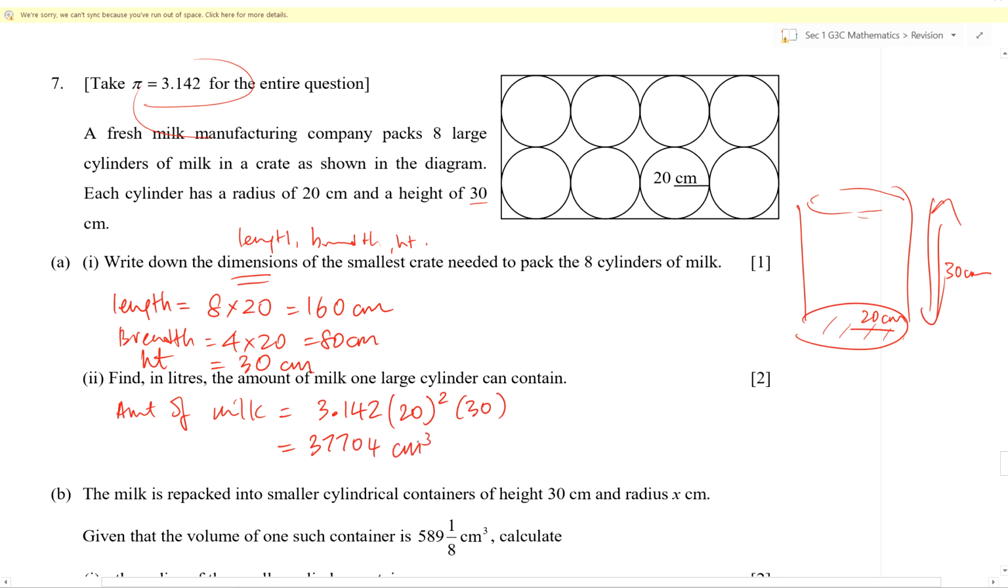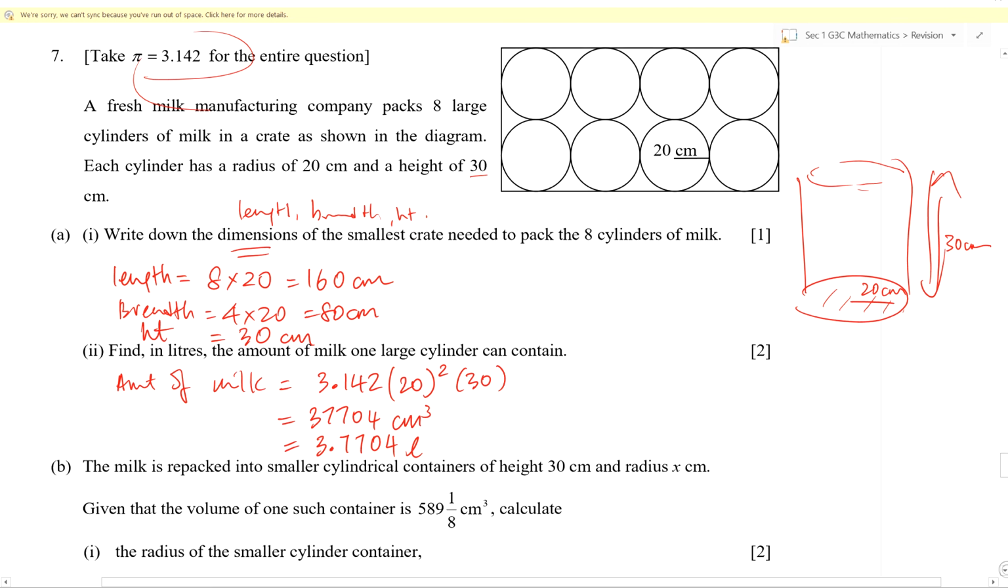Okay, so this is the amount of milk in cubic centimeters. But we need to find it in terms of liters. Can you remember your conversion? Cubic centimeters to liters, what is the conversion? Okay, divide by 1000, so 3.7704 liters. Do we need to round off? No need to round off.